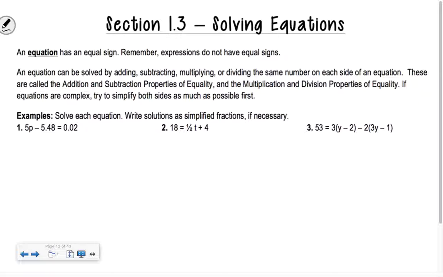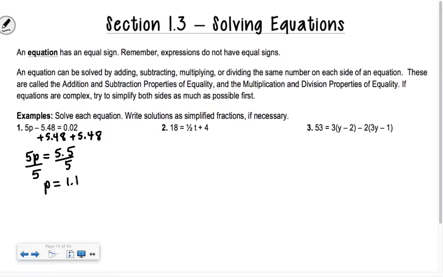It says solve each equation, write solutions as simplified fractions if necessary. So we're going to add the 5.48 to both sides. Now, a lot of you are not going to need to show your steps anymore, now that you're in Algebra 2, you're going to do it quickly in your head, right? So if I have 5.48 plus 0.02, I'm going to get 5.50 or 5.5.